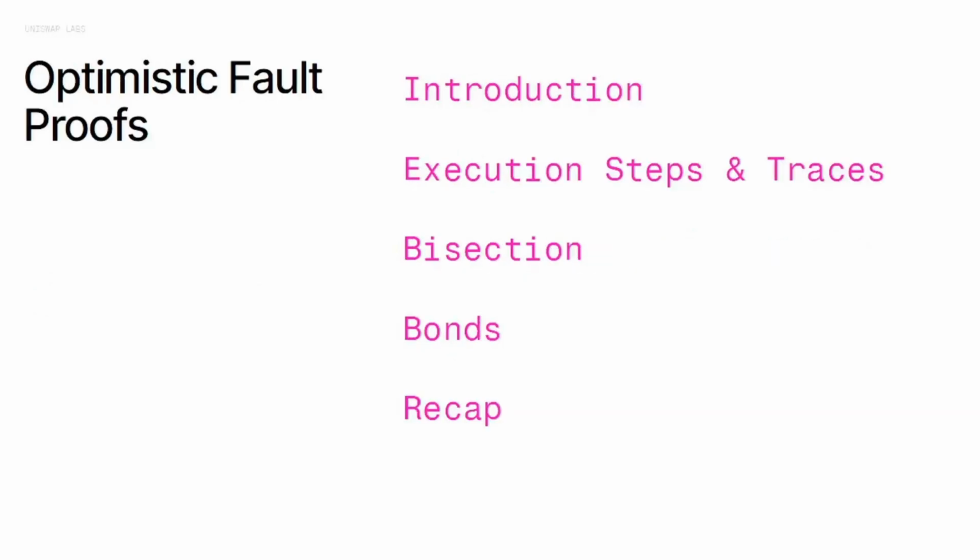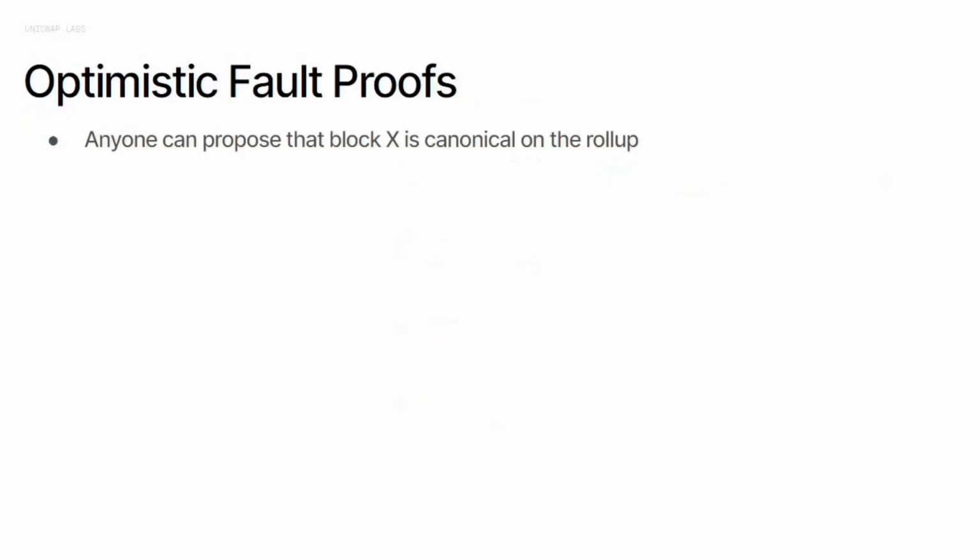There are a lot of really good questions, which means this section might be skipped or go quickly, so find me later if you have more questions, because the fault-proof system is relatively complex. So I'm going to give an introduction, talk about execution steps and traces, which are the building blocks, and talk about bisection, which is how we make this efficient. We have bonds, which I'll probably spend a little more time on because the economic theory there is interesting, and we'll do a recap.